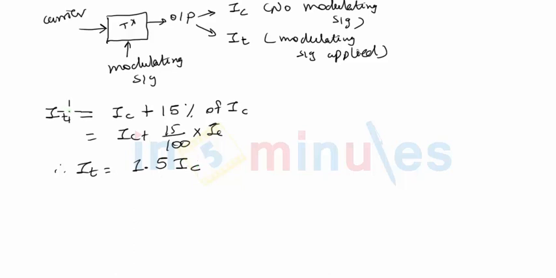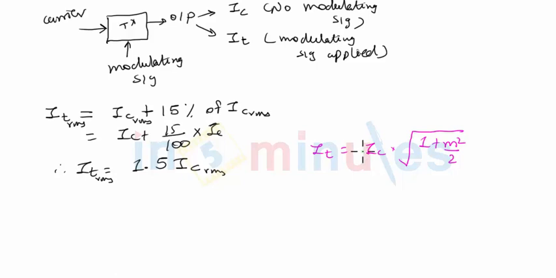Please note that this whole discussion is for RMS values, so we have to consider the suffix RMS everywhere. So my final expression is IT RMS is 1.15 times IC RMS. Now we have to find the modulation index. If you remember, we had derived one very important expression between the total current and the carrier current. It is that IT is equal to IC into square root of 1 plus m squared by 2. But this was for the peak values. IT and IC are peak values.